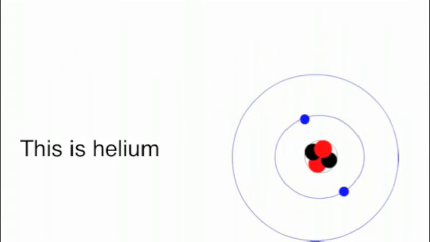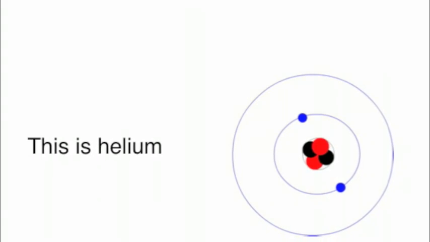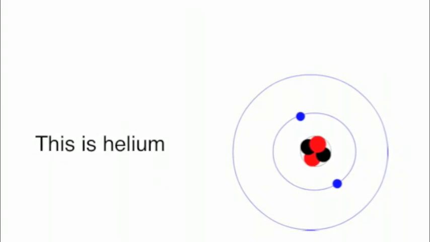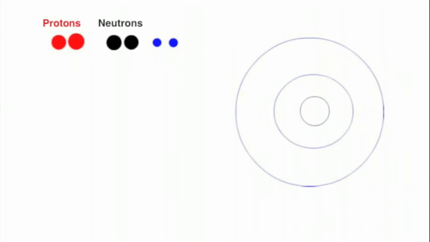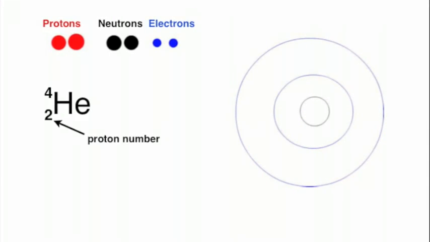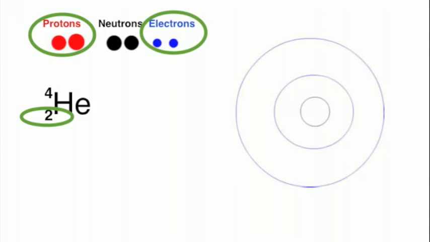This is a representation of a helium atom, that is the second element in the periodic table. The element symbol He is written with two numbers, one above and one below. As part of this explanation, we'll split the atom into its component parts. The protons are represented by the red dots, the black dots are neutrons, and the blue are electrons. On the symbol, the number 2 represents the proton number, the number of protons in the nucleus. It's sometimes called the atomic number.